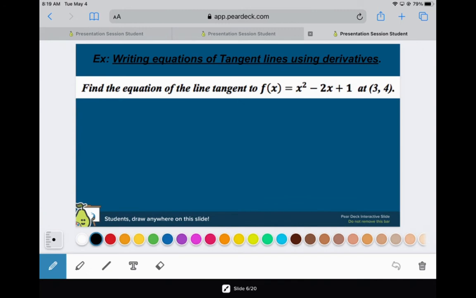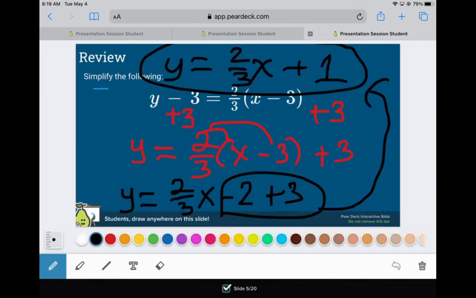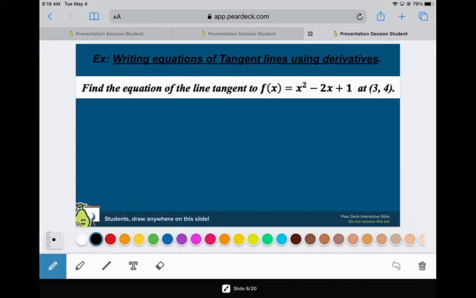All right, question for me on this slide? I'm going to go back to that last slide. Question for me on this slide?